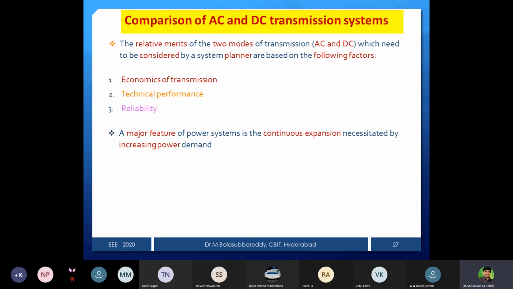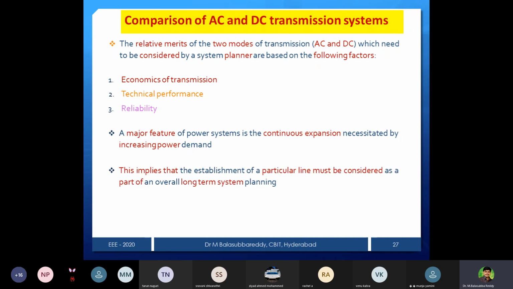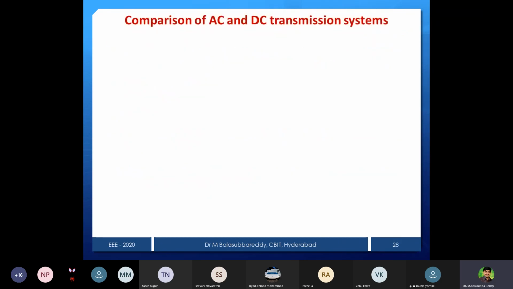A major feature of power systems is continuous expansion, necessitated by the increasing power demand. I mentioned earlier that demand grows every 7 years or so, so we have to invest more and more in the power sector. This implies that the establishment of a particular line must be considered as part of an overall long-term system planning. There are also modern trends in HVDC transmission, which is one of the factors. We will see that also.